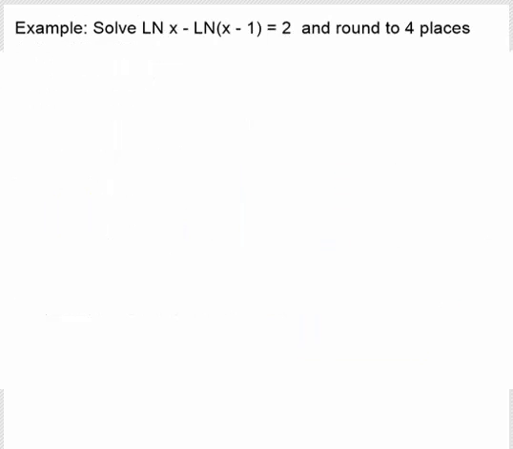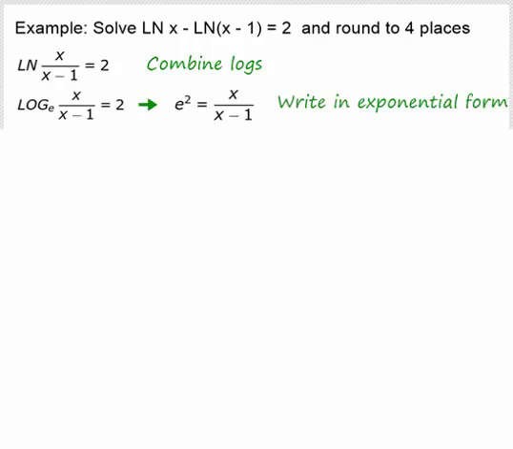In our next example, we solve ln of x minus ln of x minus 1 equals 2. A very similar problem. We round our answer to 4 places. The first thing we're going to do is combine logs, just like in the previous example. Using the quotient rule for logs, where the difference of logs is the log of the quotient, we get natural log of x over x minus 1 equals 2. Our next step is to write in exponential form. Well, ln means the same as log base e. So we have log base e of x over x minus 1 equal 2. The exponential form then is e to the 2 power equal x over x minus 1.